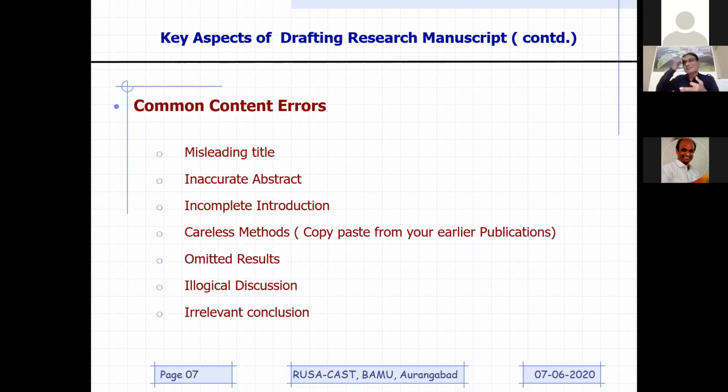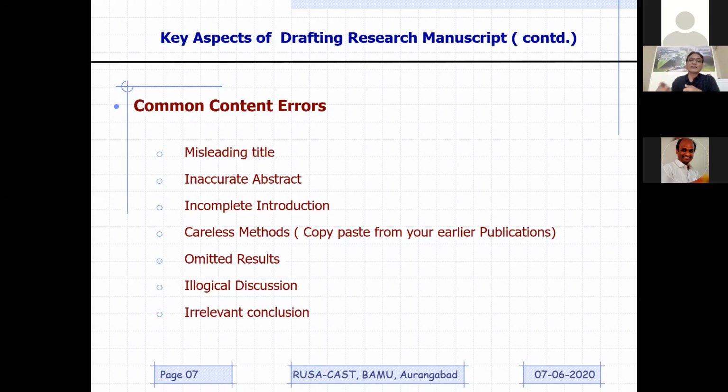It should be on an average 150 words, around 200 words, not more than 200 words. It varies from journal to journal, but still it should be around 150 to 250 words. So in that 200 words, you must be able to respond to these 3 important questions.